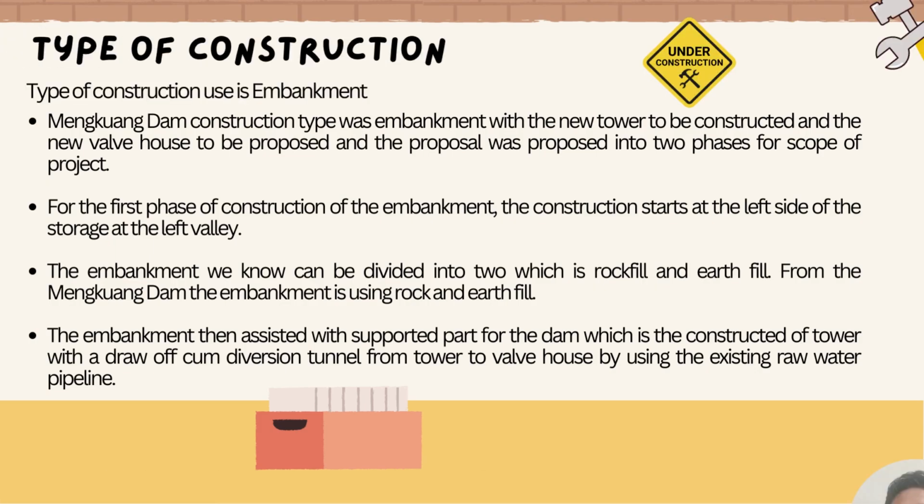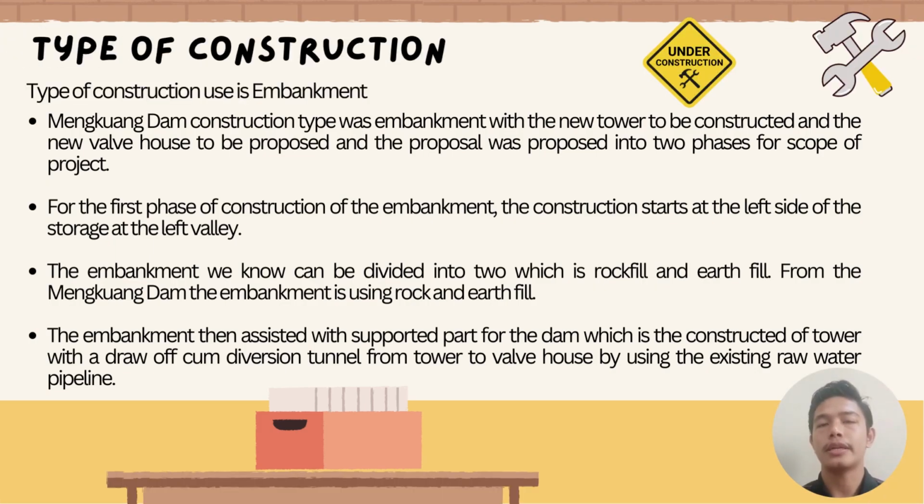The next part of mine is the type of construction. The type of construction proposed for this case study is an embankment, with the new tower to be constructed and the new valve house to be proposed. This project was proposed in two phases of scope of project. For the first phase, construction of the embankment started at the left side of the storage, at the left valley. The embankment can be divided into two, which are rock fill and earth fill. This case study used rock fill and earth fill for the Mengkuang Dam.